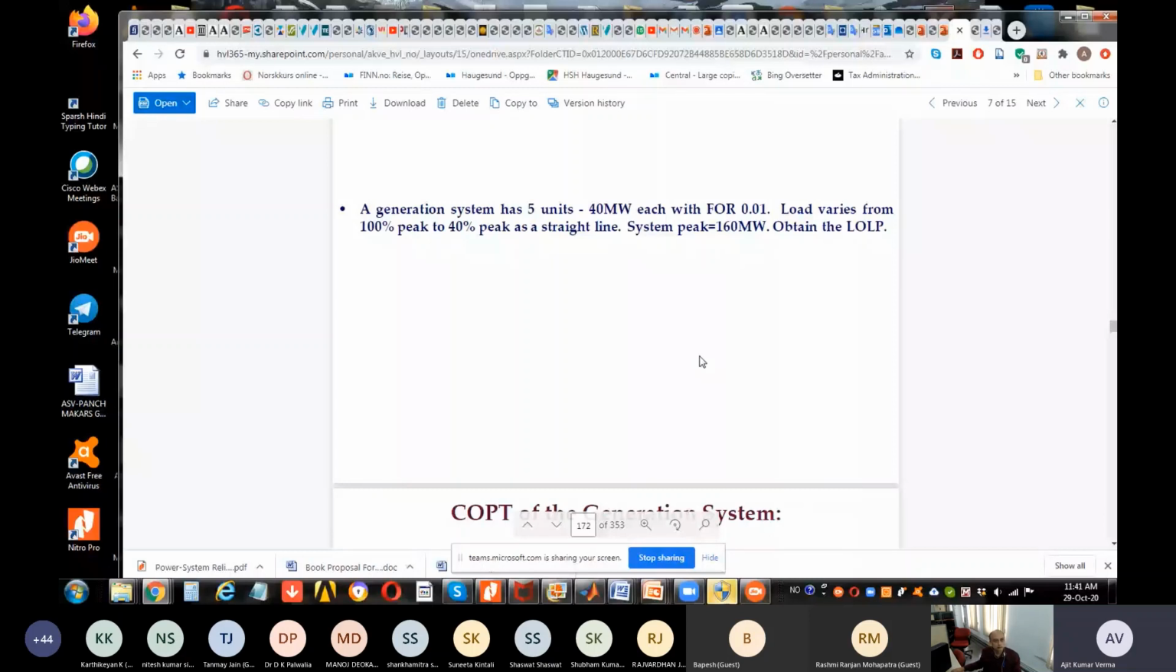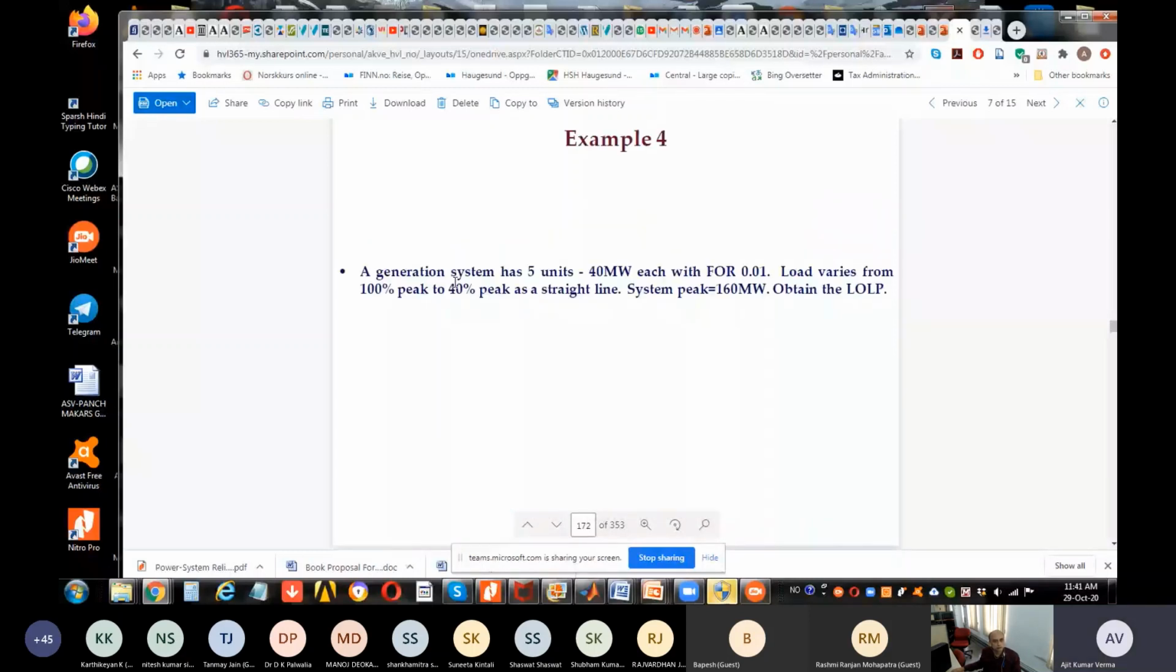Generation has 5 units, 40 megawatt each, with a forced outage rate of 0.01. Load varies from 100% peak to 40% peak as a straight line, and system peak is 160 megawatt. You are generating 200 megawatt, and load can have a peak of 160. But it varies, it's a linear relationship.